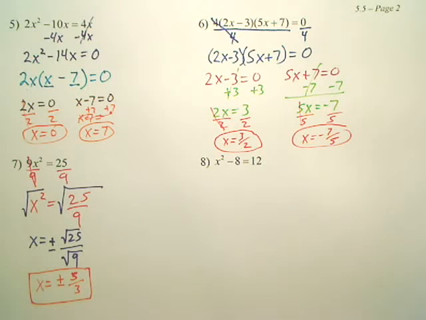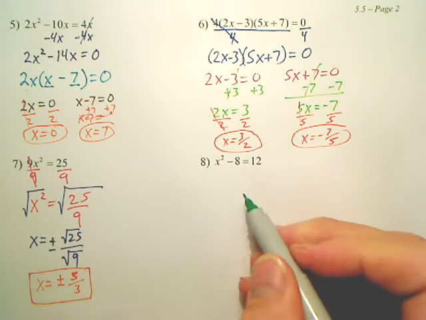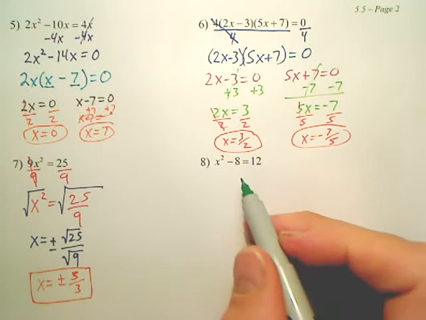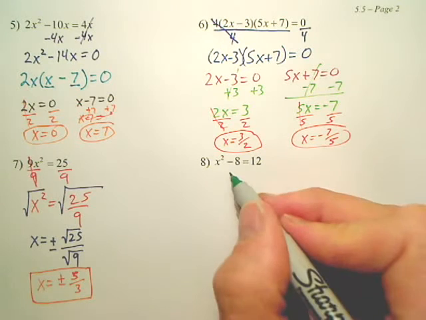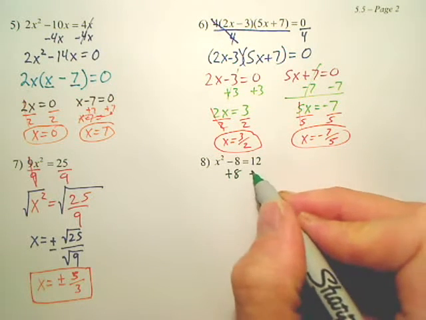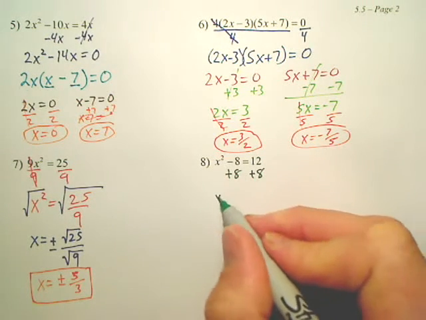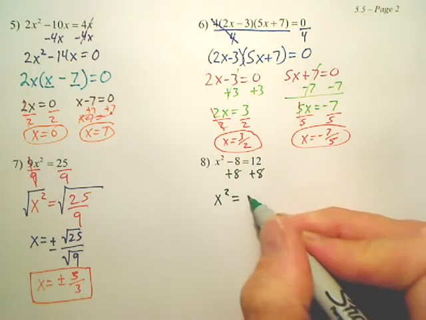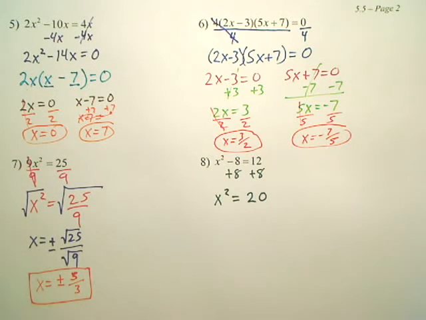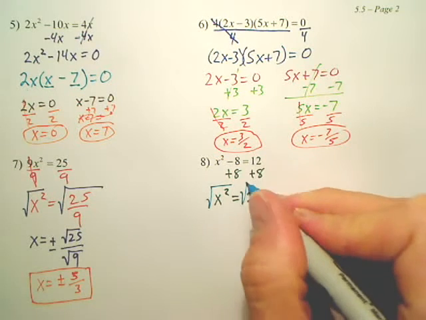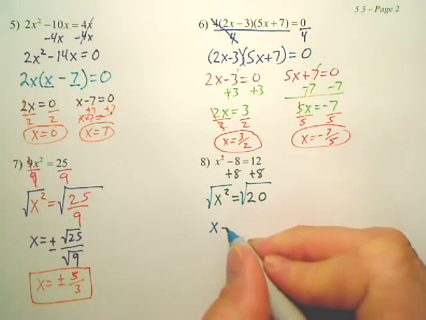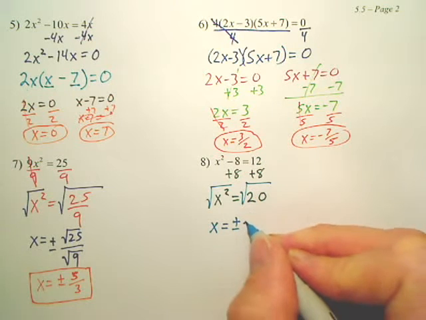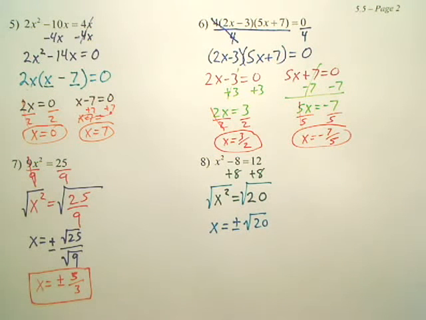Okay, number 8. What we're going to do is we want to get the x squared by itself. To get the x squared by itself, what do we have to do? Add the 8 over. So we now have x squared equals 20. So what's our next step to get rid of the squared? We're going to square root both sides. We now have x equals, don't forget the plus or minus, the square root of 20.